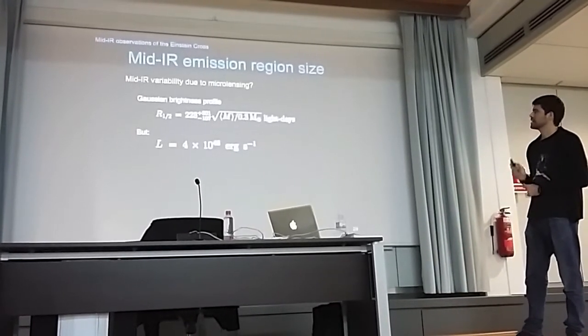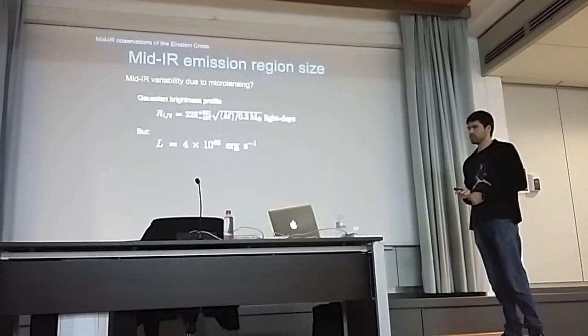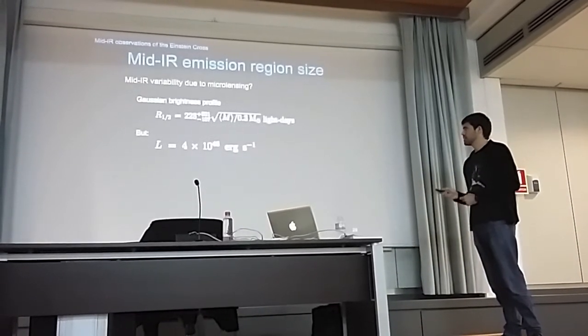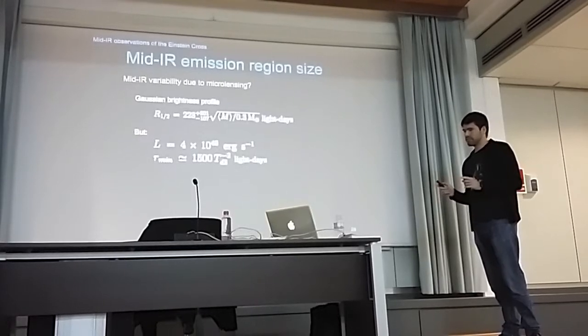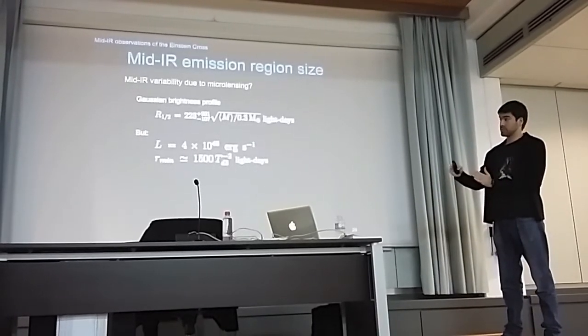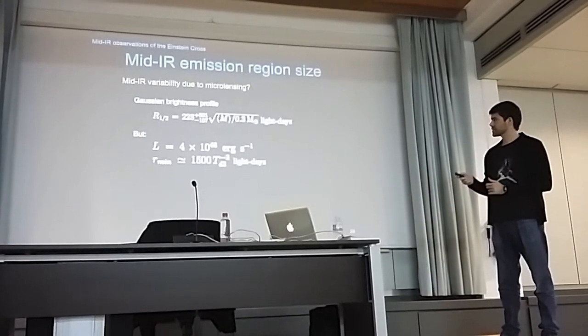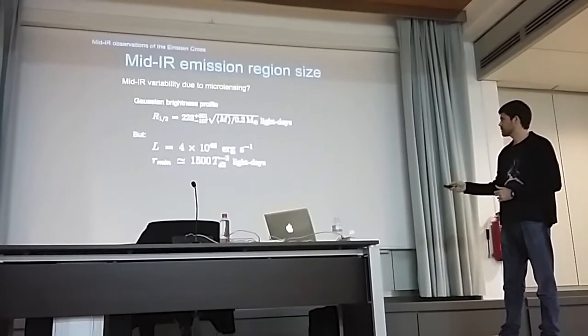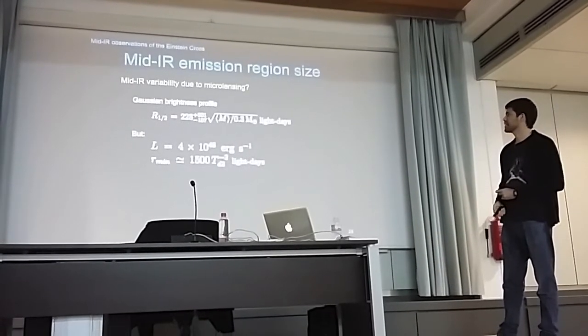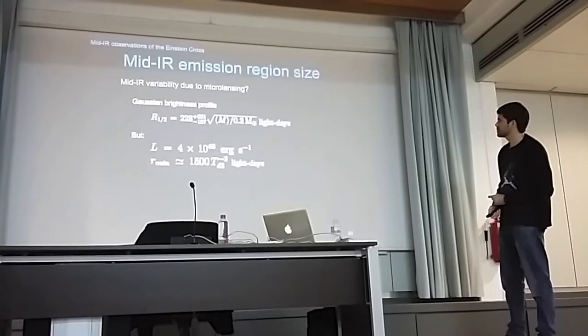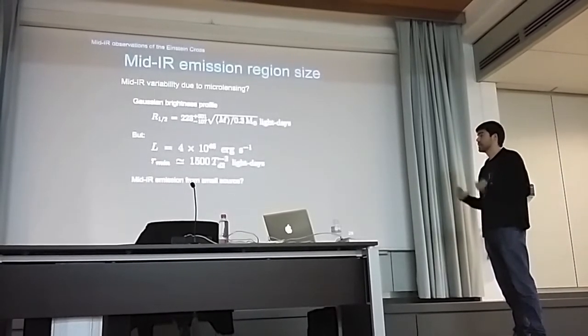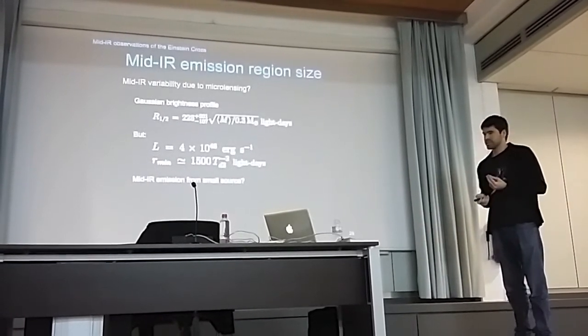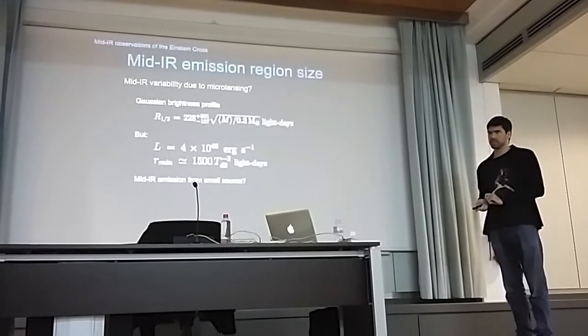But there's a problem. The luminosity of the quasar is quite high, and the minimum radius for sublimation of the dust is about 1500 light days. So this should not be possible. So we have two possibilities here. Maybe there's extra emission from a small source.